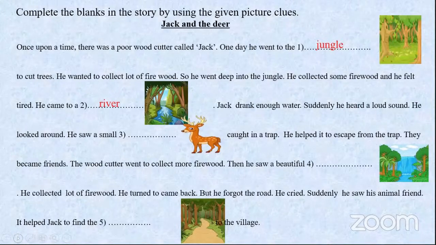Jack drank enough water because he was tired. Suddenly he heard a loud sound. He looked around. He saw a small blank. You can see a picture of a deer, right? He saw a deer caught in a trap.